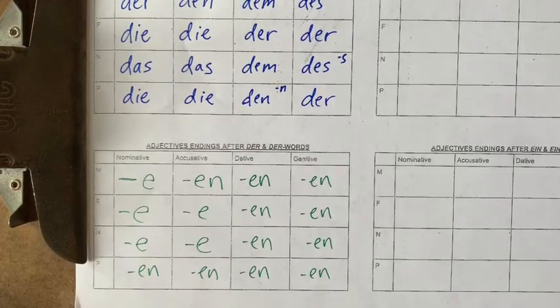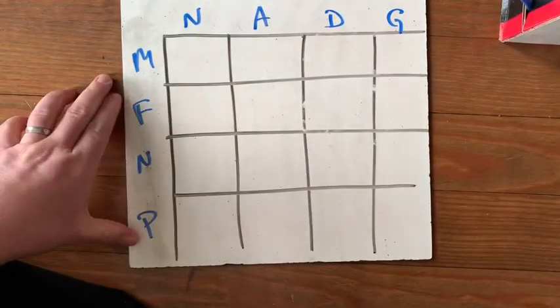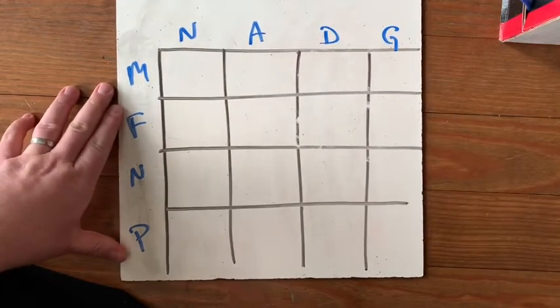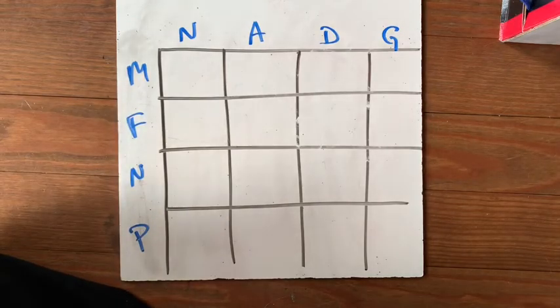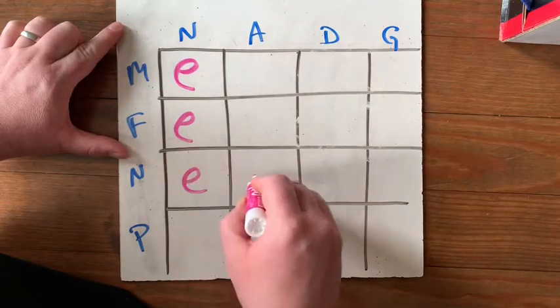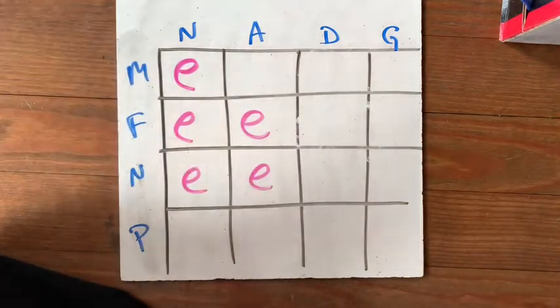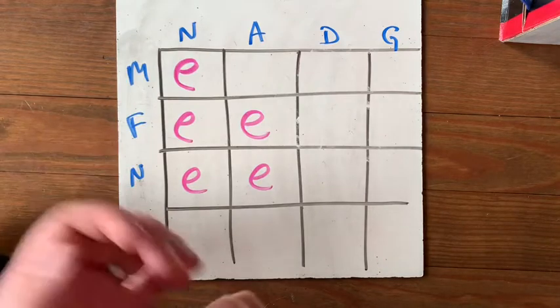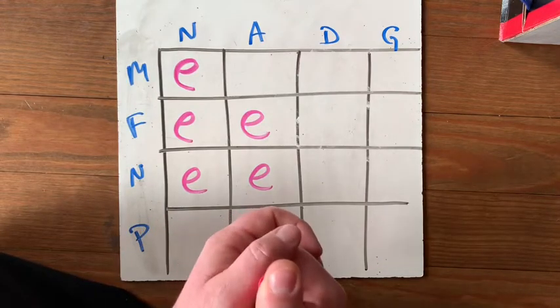Another way I like to think about this chart actually is like this. Maybe since most of my endings are EN, I don't really have to bother learning them at all. Maybe I just need to remember that E's go in these 5 spots. And if I can remember that alone, I'm kind of good. So 2 ways to think about it.